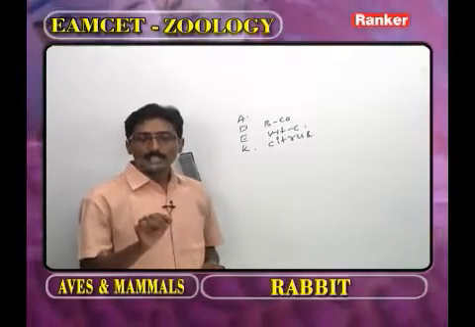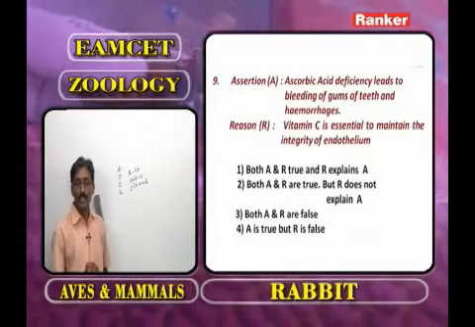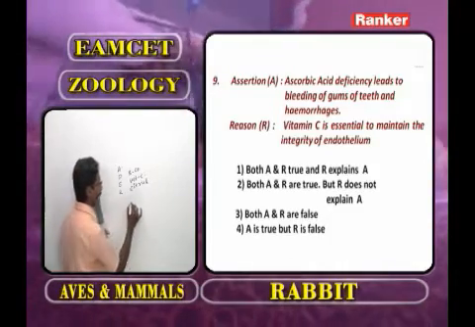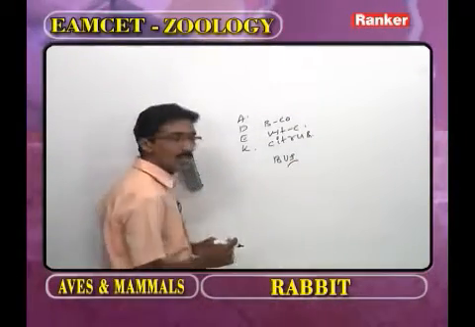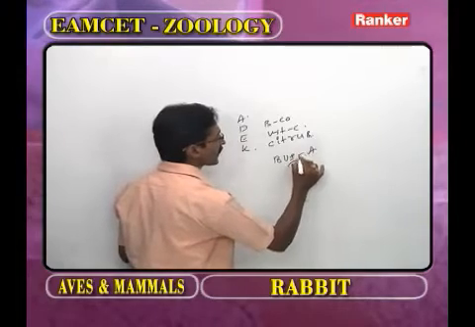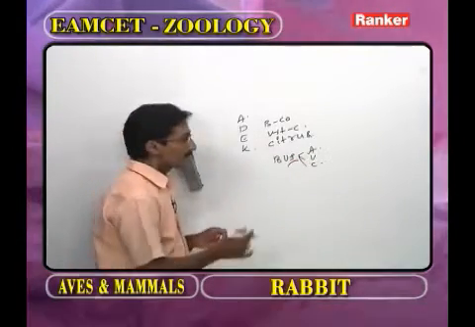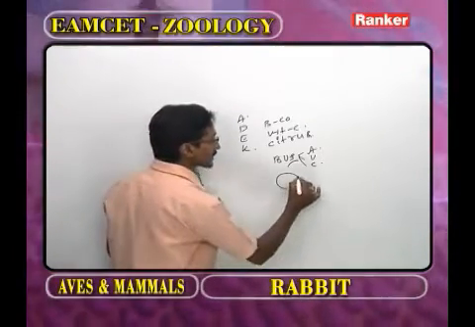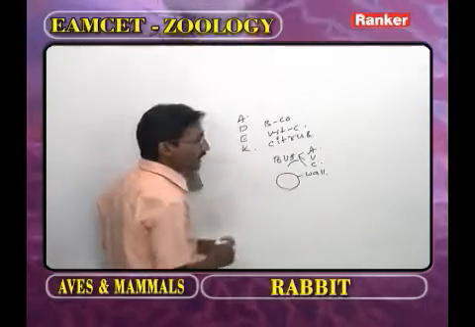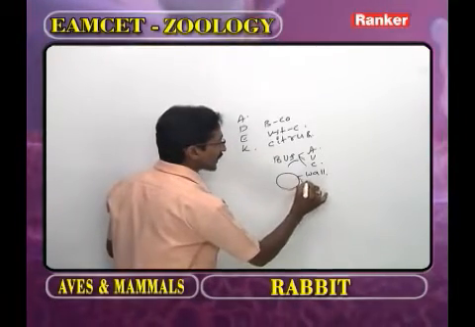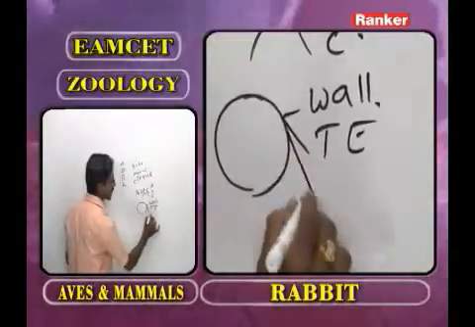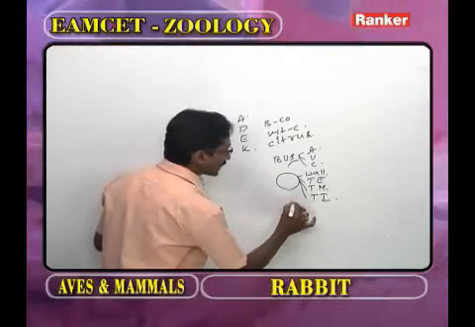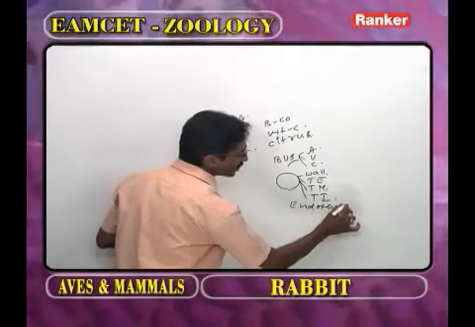Now the reason: vitamin C is essential to maintain the integrity of the endothelium. Now as we observe the blood vessels in our body, what are the blood vessels? Arteries, veins and capillaries. In the wall of the blood vessel, three layers are present: tunica externa, tunica media and tunica interna. The tunica interna is called the endothelium.